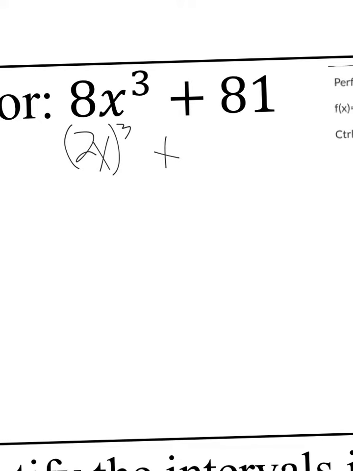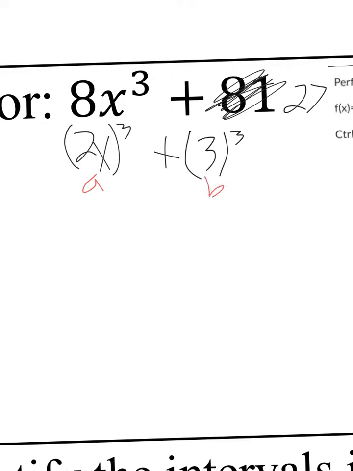Sorry, not 81. It should say 27. 81 is a fourth power. That was a mental error by me. So it'll say 27 on your paper if you're one of my students. So this is going to be 2x to the third plus 3 to the third. So that's A, that's B.